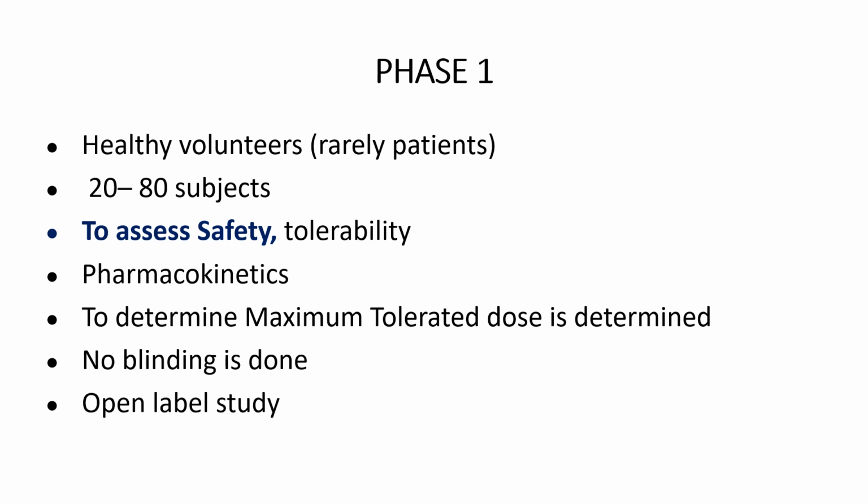Phase 1 study involves recruitment of healthy volunteers. Here we don't commonly recruit patients, but sometimes when it involves drugs intended to treat very serious diseases like cancer or HIV, patients can also be recruited. Basically it involves 20 to 80 participants. The main objective of phase 1 study is to assess safety and tolerability. Apart from that, we will also study the pharmacokinetic parameters, and at the end of phase 1 study, the maximum tolerated dose is also determined. Here no blinding is done, and the study is open label, it is not blinded.